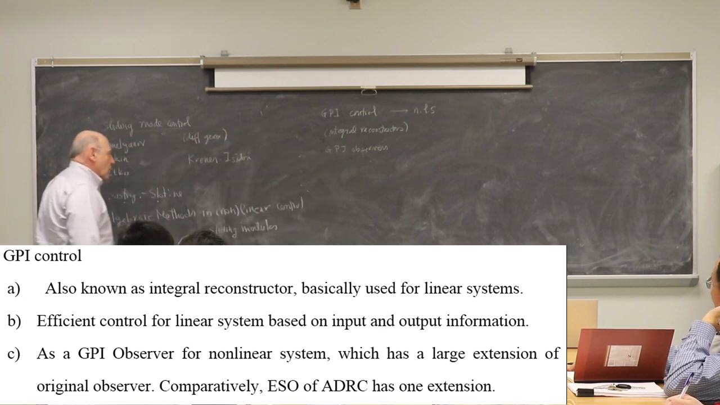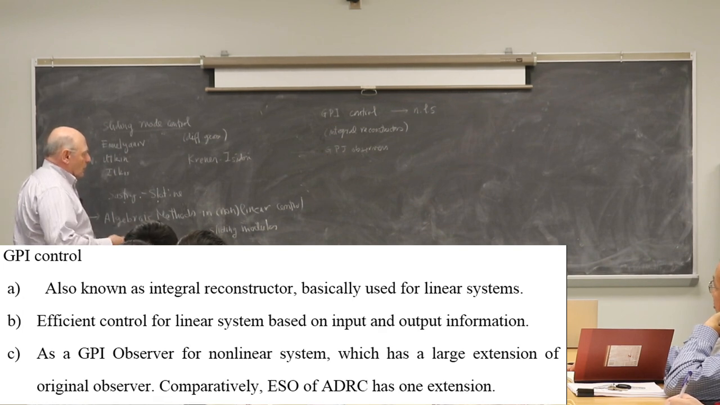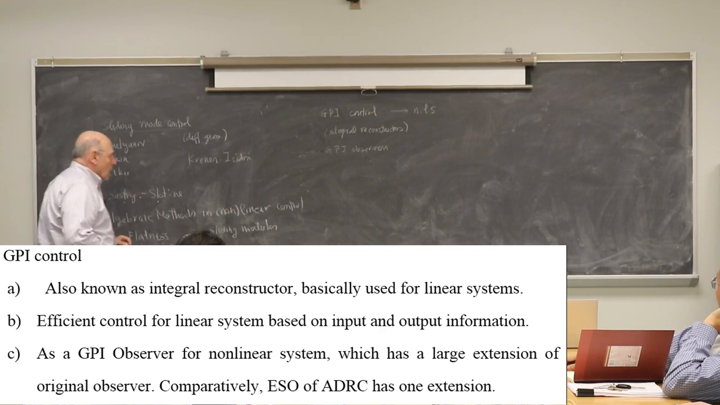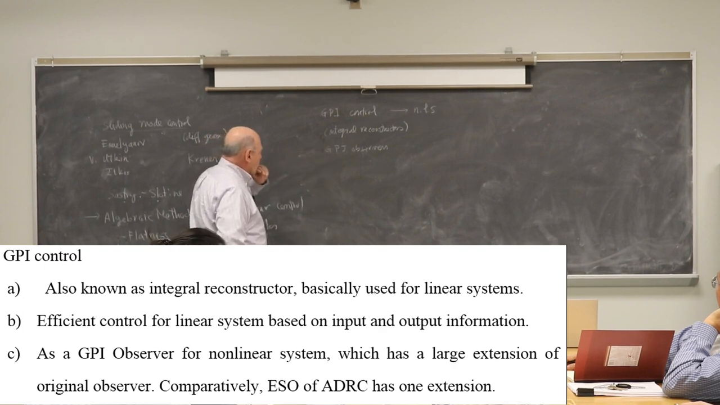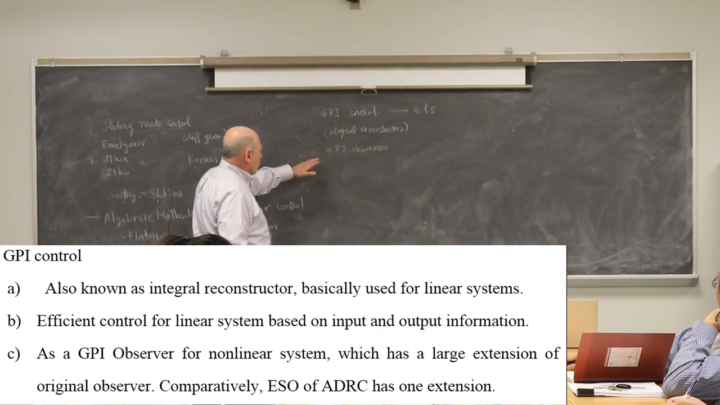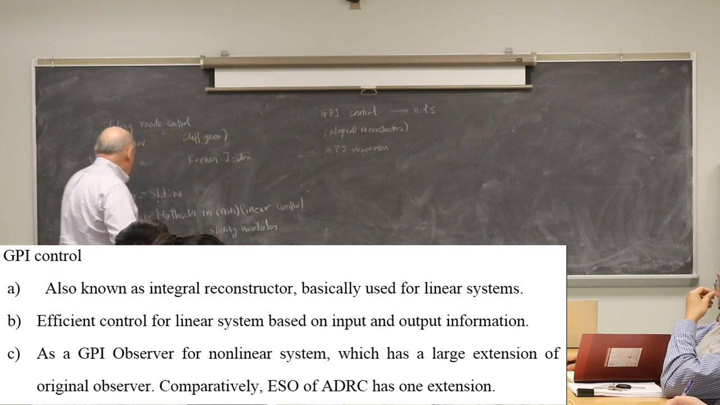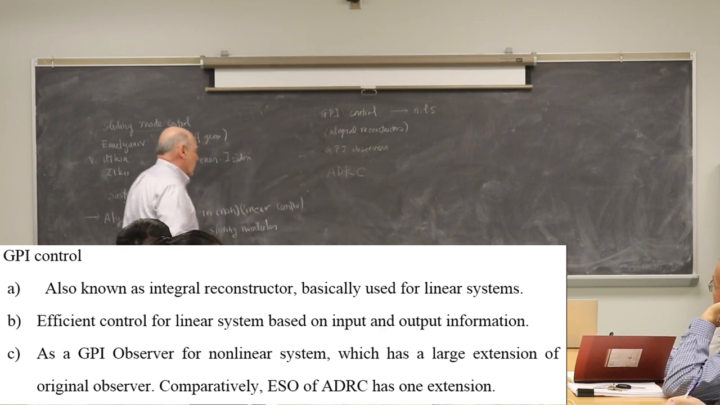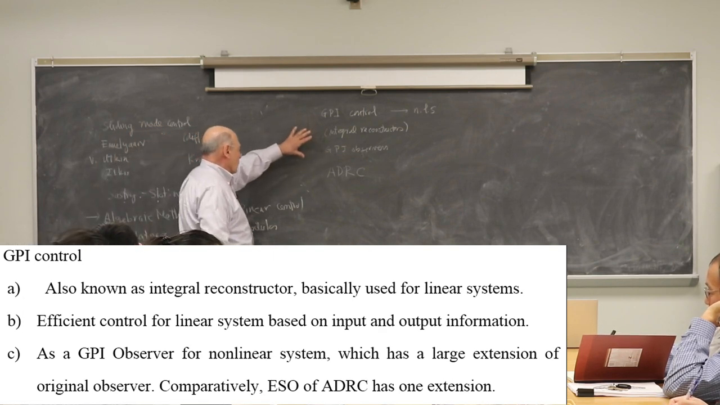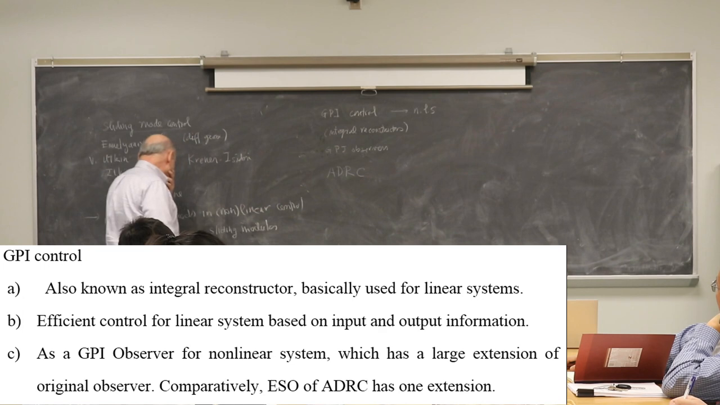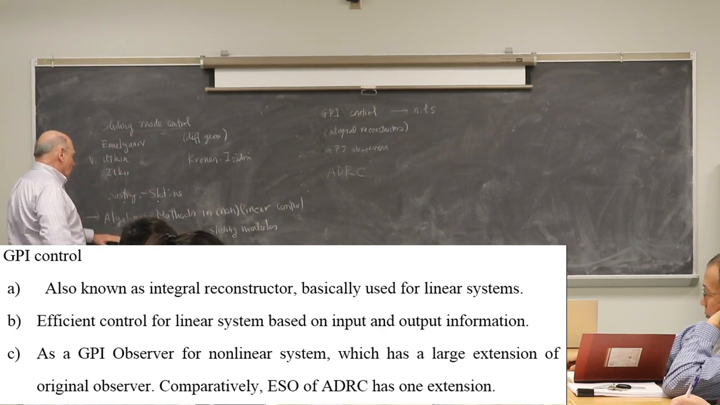So GPI observers had a large extension over the original observer, and so it was able to compute more derivatives of the output. But it was not really necessary to have those long extensions. And since ADRC already provided very nice solutions with just one single extension, I started to do ADRC with a proper name by bringing all this experience of GPI control that I had at the moment in controlling nonlinear systems and doing it in the manner of ADRC. And of course, the idea of flatness was very much in there.